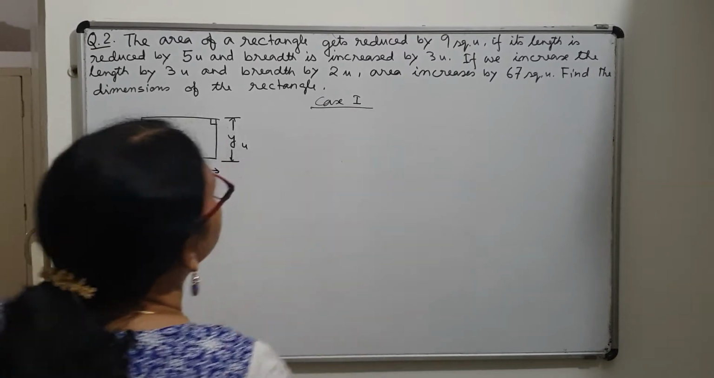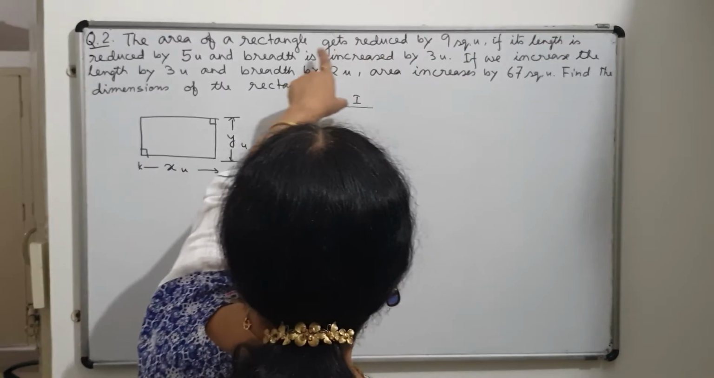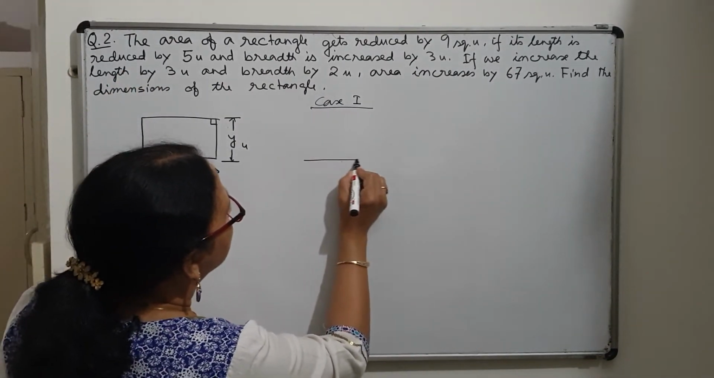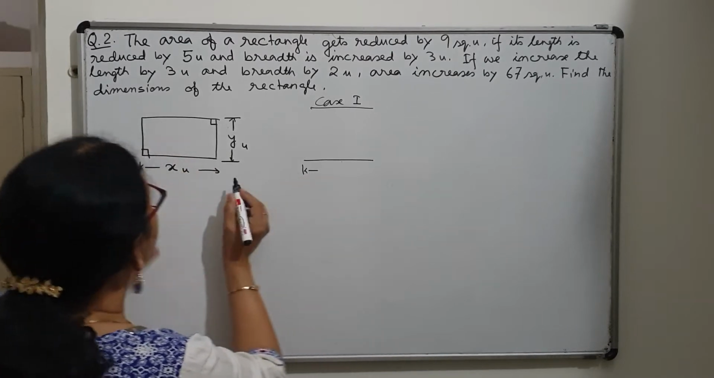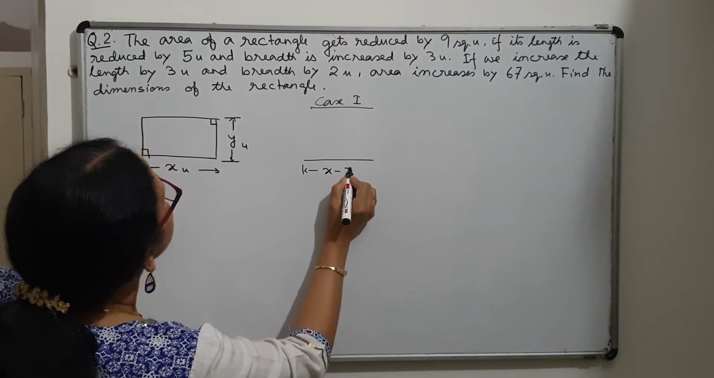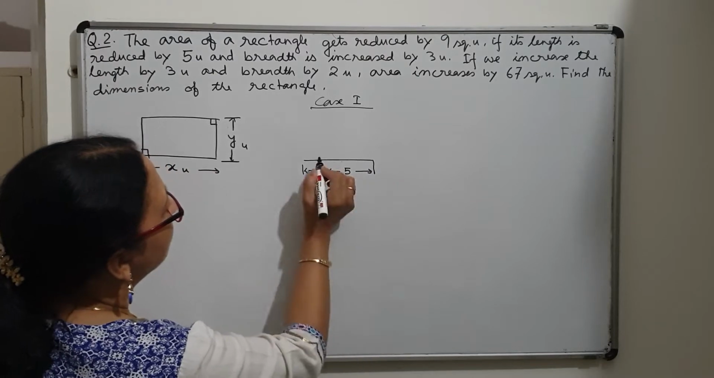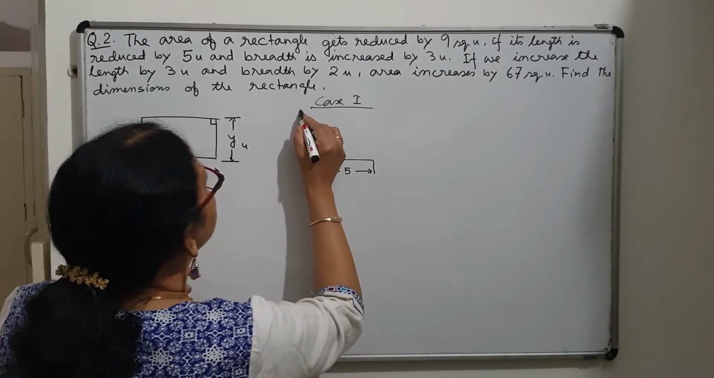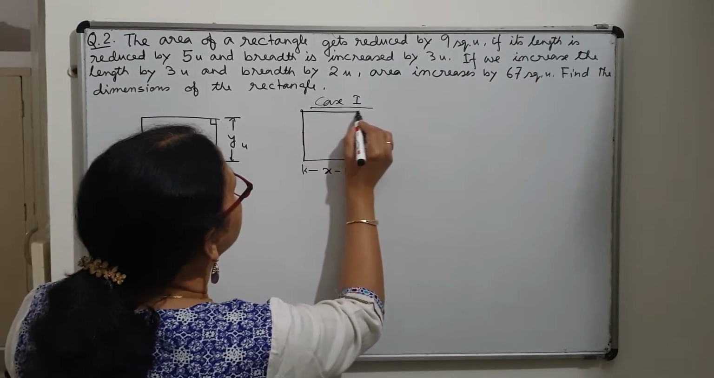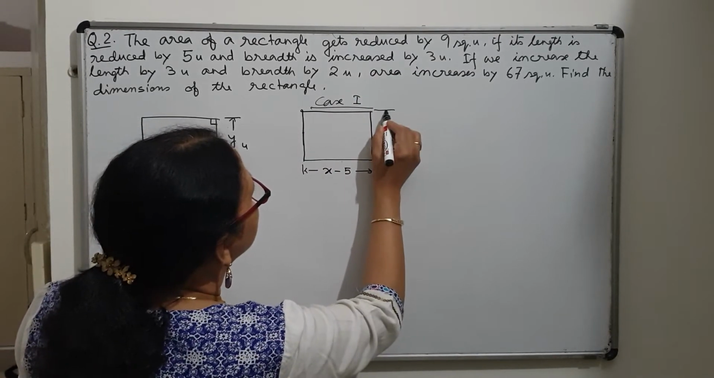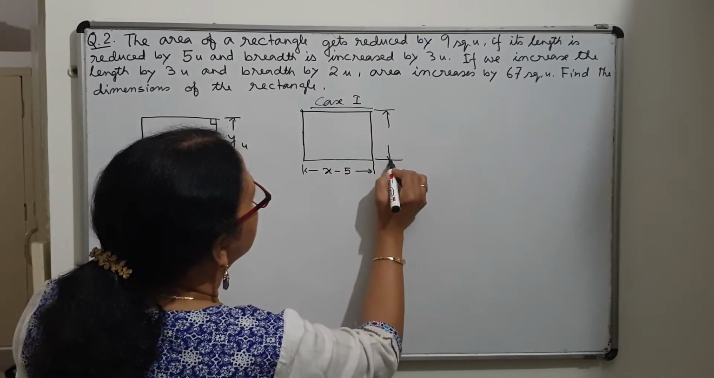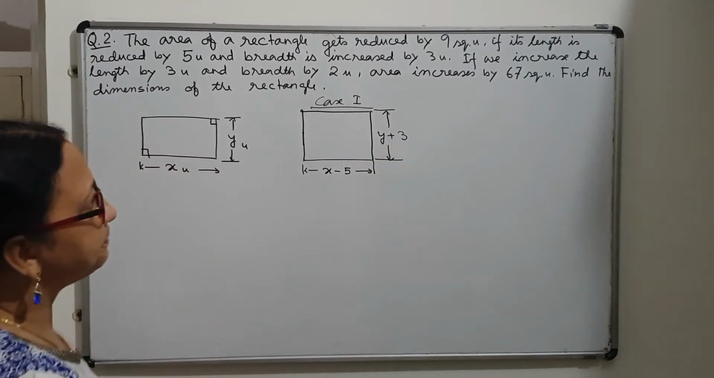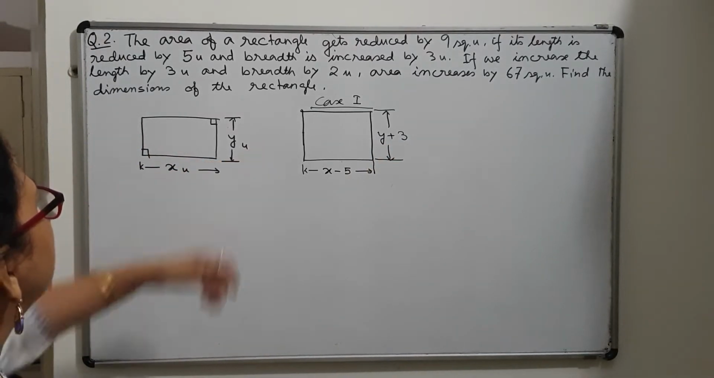What is in the first case? What do we do? Length is reduced by 5 units. The new length is reduced by 5 units, so it was x, now it is x minus 5. So the new length is this, and breadth is increased by 3 units. Breadth was y, so it is increased by 3 units. So what happens?